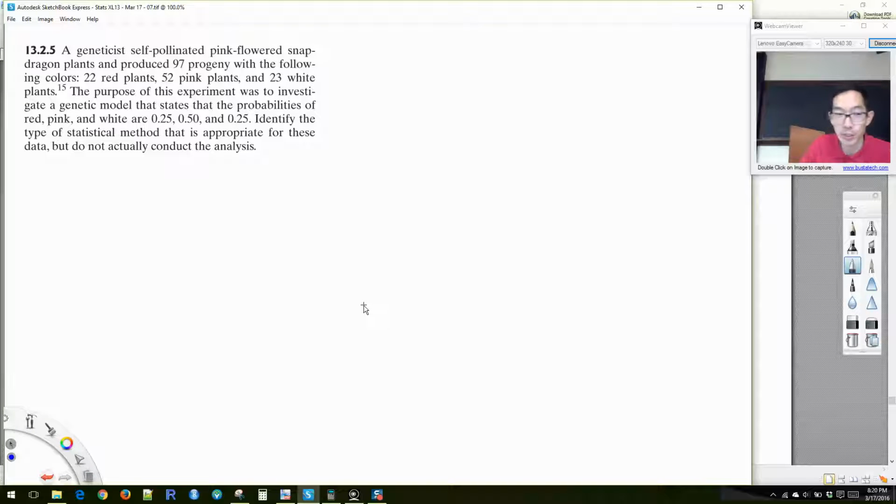Okay, so what do you guys think? Yeah, chi-squared goodness of fit, exactly. Okay, so all we have is just the response, which is the color of the flower. Okay, we have 3 categories.